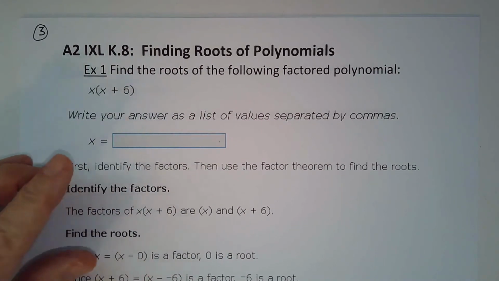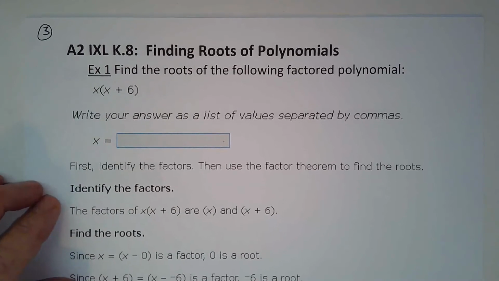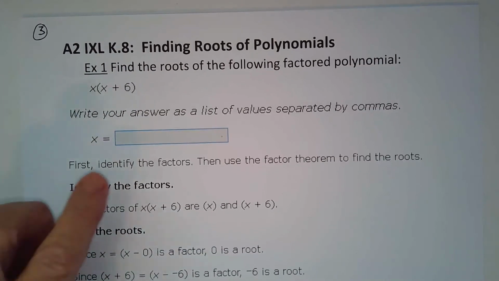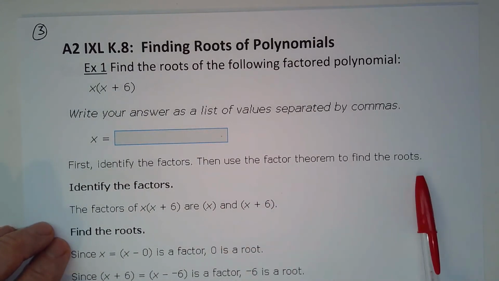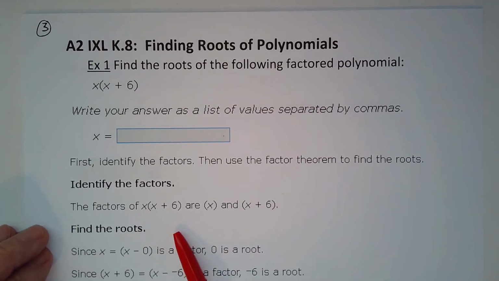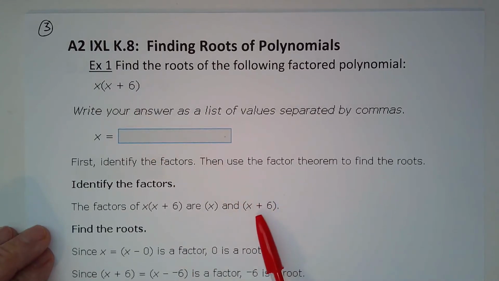So you're going to write your answer as a list of values separated by commas. So there'll be an x value and then a comma, another x value. So first we've got to identify the factors, and then we're going to use the factor theorem to find the roots. Okay? So to identify the factors of x times x plus 6, just break these apart to the two respective x's. You've got an x by itself, and they put it temporarily here in parentheses just so that you can see that it is going to be multiplied to x plus 6 eventually up here if we were to go backwards. So the factors are x and x plus 6.